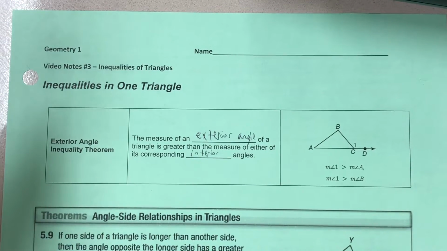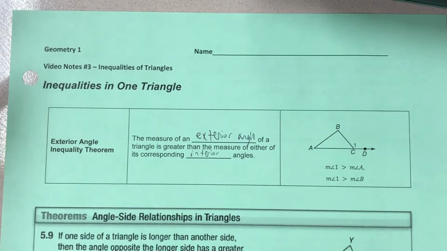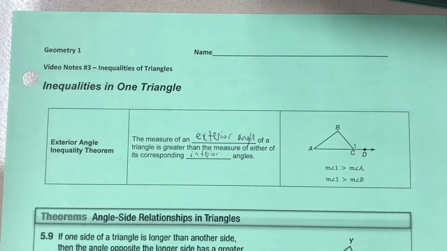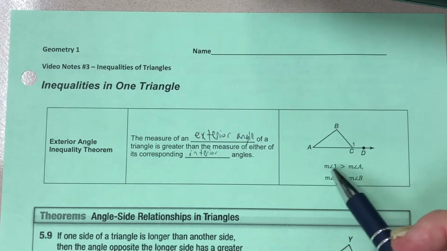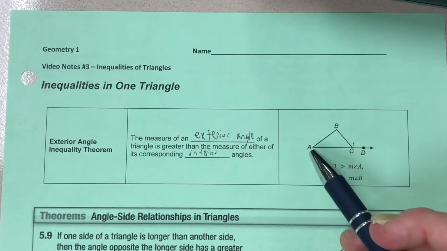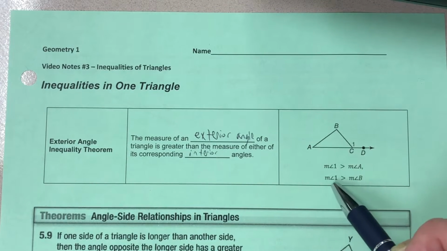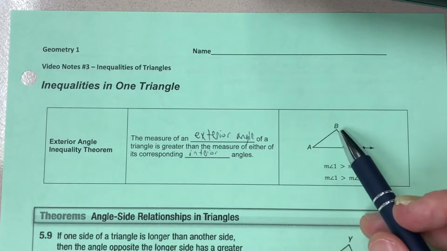The first thing we have is that the measure of an exterior angle of a triangle is greater than the measure of either of its corresponding interior angles. So both of these will be true here, where it says the measure of angle 1 is greater than the measure of angle A here, and the measure of angle 1 is greater than the measure of angle B here.